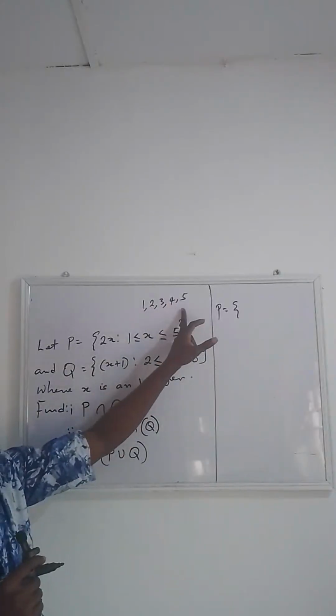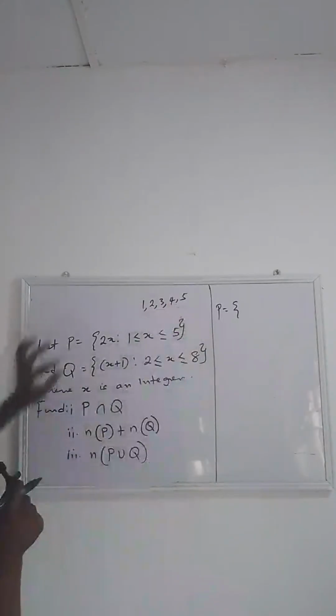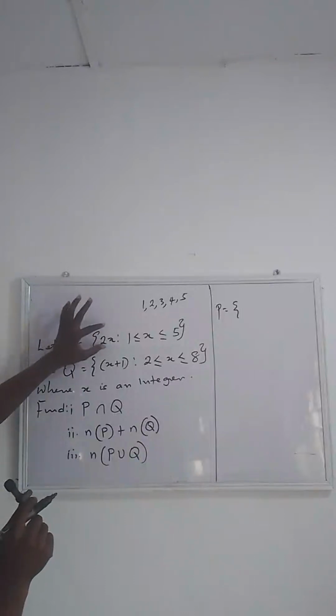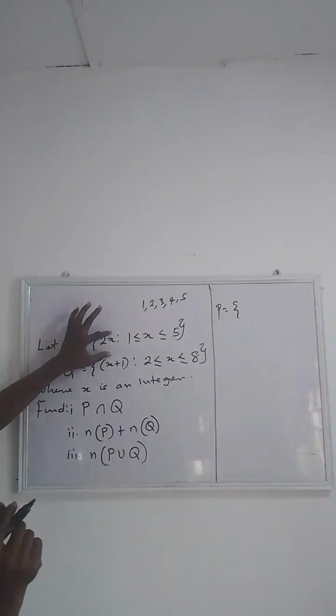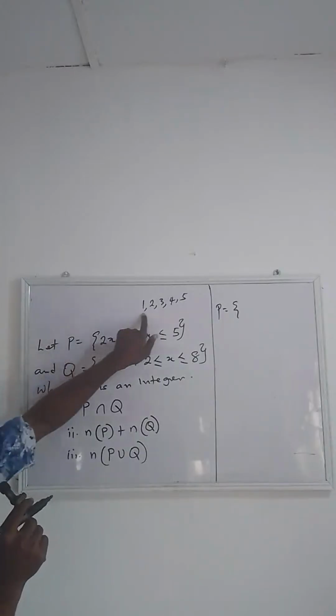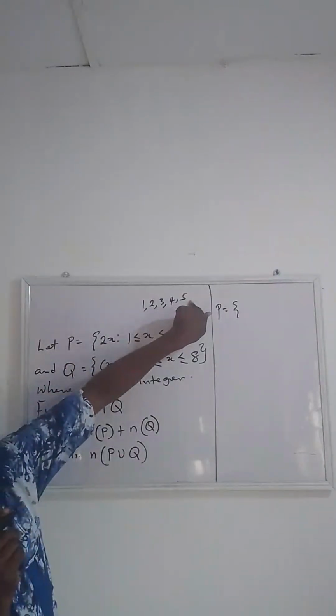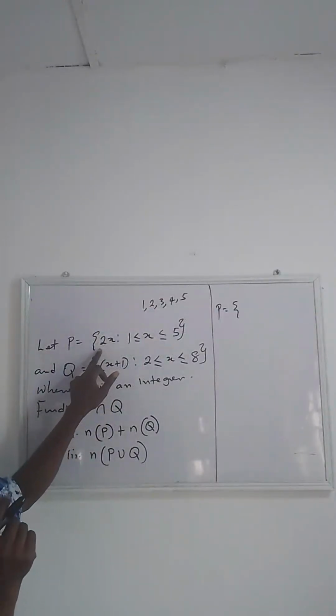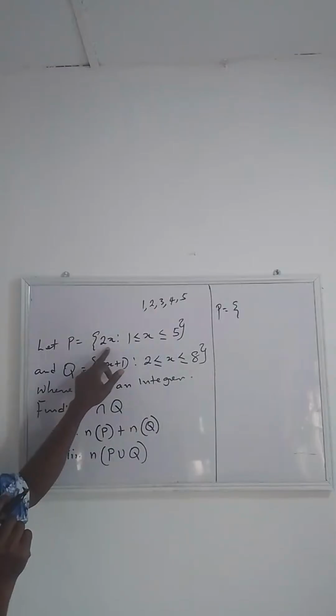Okay, so now, when you look at what we have here, this is telling us that the values of x that we are going to list must be multiplied by 2. So you must not just go ahead and list 1 to 5. You must ensure that you multiply them by 2. And that's the meaning of these 2x that we have here.